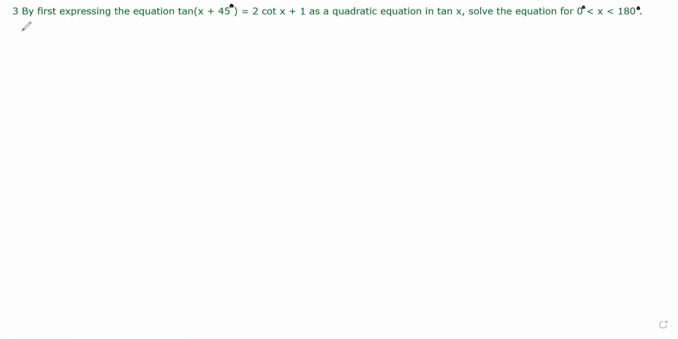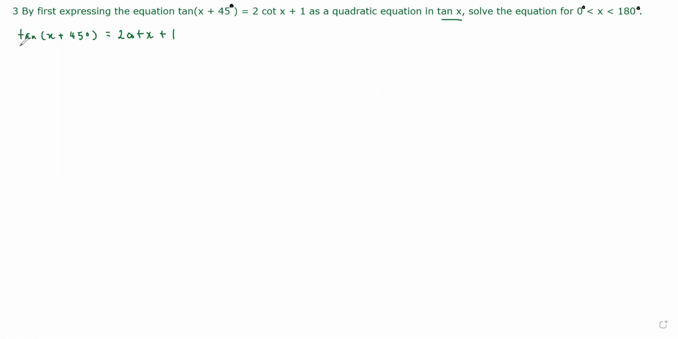We are given the equation tangent of x plus 45 degrees equals 2 cotangent x plus 1. First, express this equation as a quadratic equation in terms of tangent x. And then we are to solve this equation for x in between 0 and 180 degrees. So our solution must either be in quadrant 1 or quadrant 2, no more.